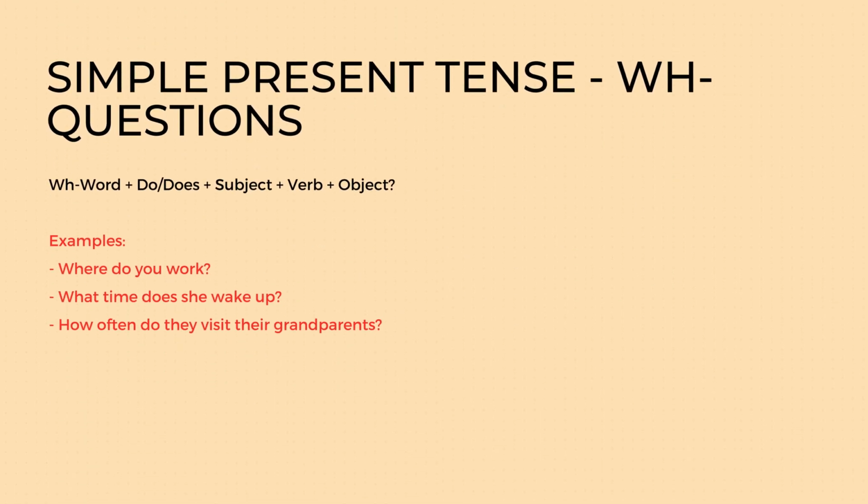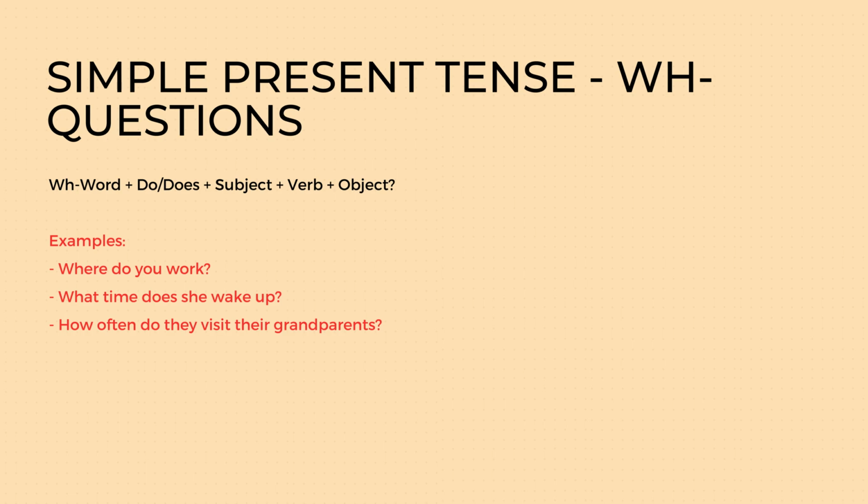For WH questions in the simple present tense, we use the structure WH word plus do/does plus subject plus verb plus object. For example, where do you work? In this question, where is the WH word. Do is the auxiliary verb, you is the subject, work is the main verb, and there's no object.